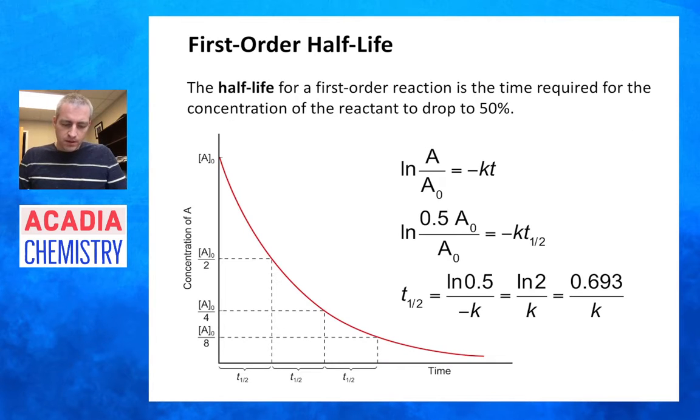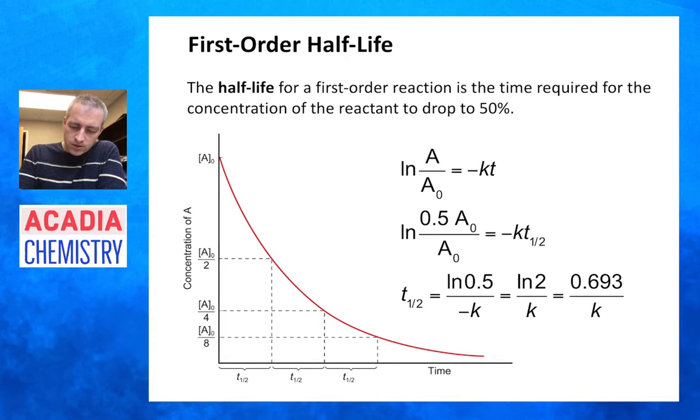So I want to move to the concept of something called half-life, where half-life is the time required for a reaction to be basically 50% complete. It's the time required for the reactant concentration to drop to 50% of its initial amount. And it works out for first order reactions.